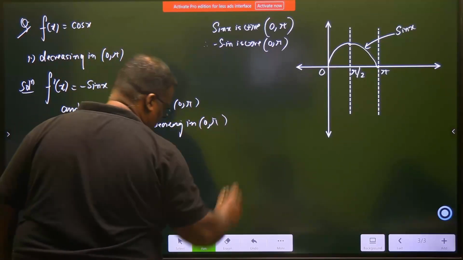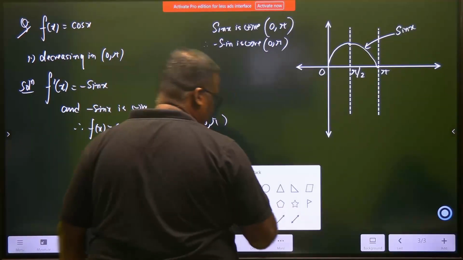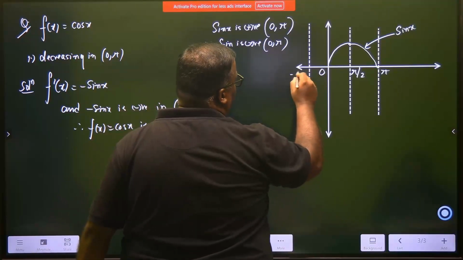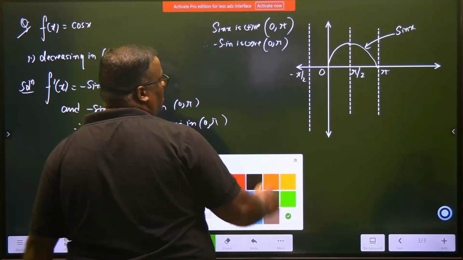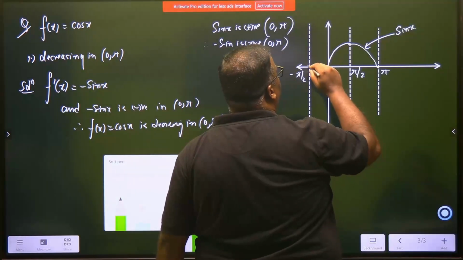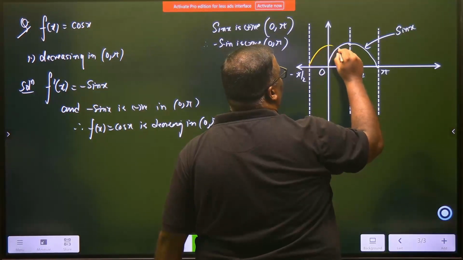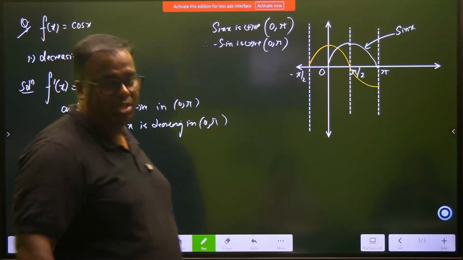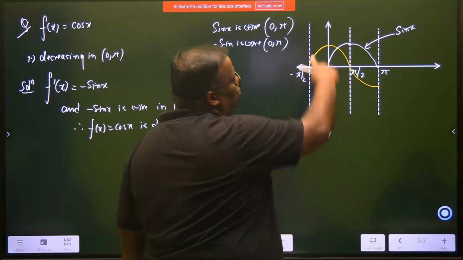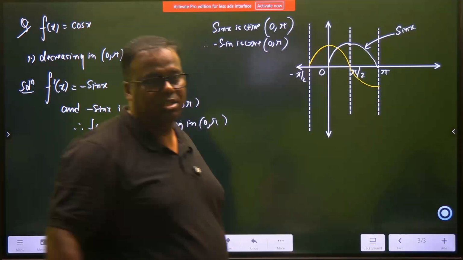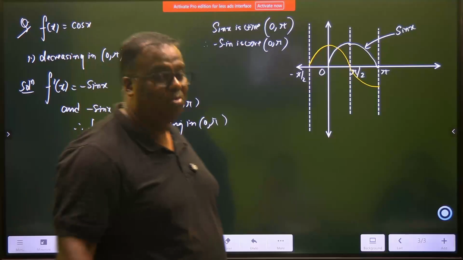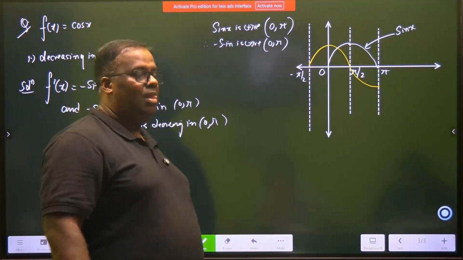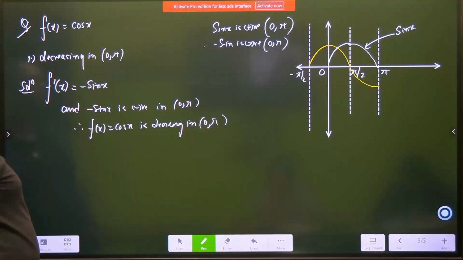Acha, you don't believe, let us see this. This is, beta, negative pi by 2. Try to plot cos x. How is a cos x function? This is cos x function. Agreed? From 0 to pi by 2, what is the trend of cos x? Decreasing. How did you find out? Through the derivative test.